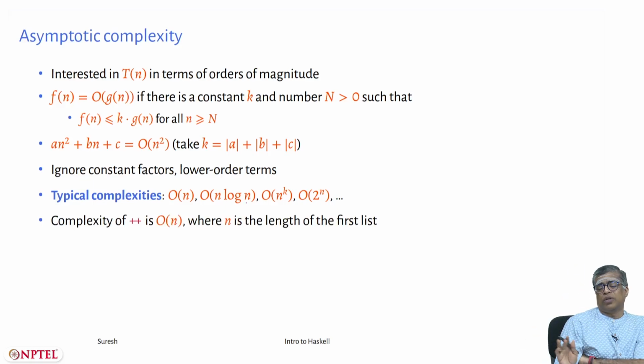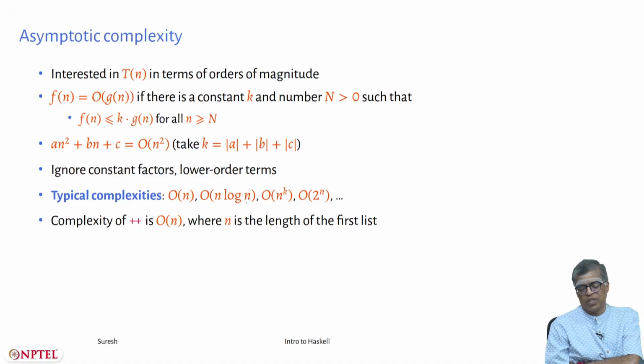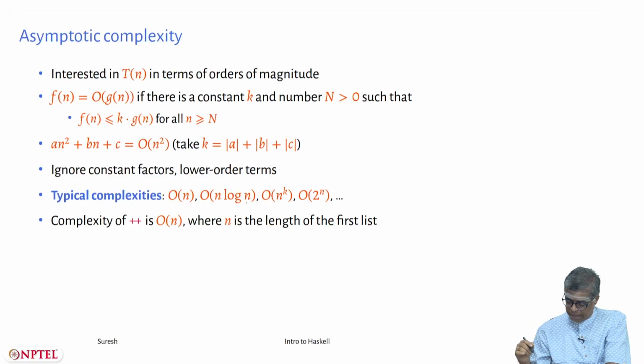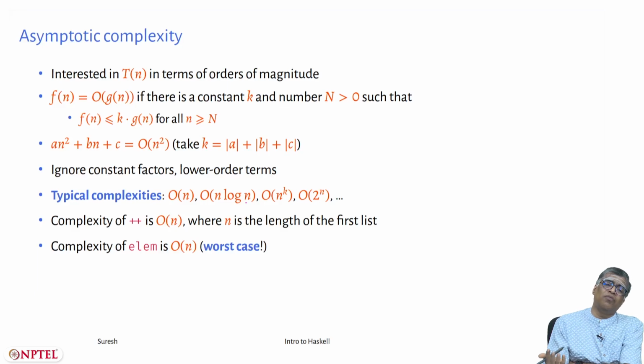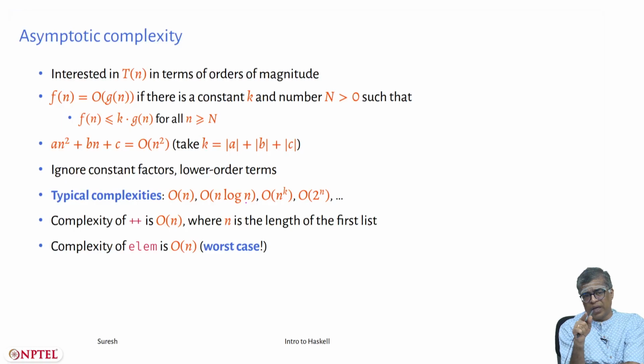So, we can say now that the complexity of plus plus, because if you recall, the second rule was used n times and the first rule was used once. So, we said T of n is n plus 1, but n plus 1 is just order n. So, we will say that the complexity of plus plus is order n, where n is the length of the first list. Okay. Fine. Complexity of elem is order n in the worst case, because once again we said that if the element is not in the list at all, you would have to traverse the entire list, and we came up with a measure of n plus 1, but n plus 1 is just order n.